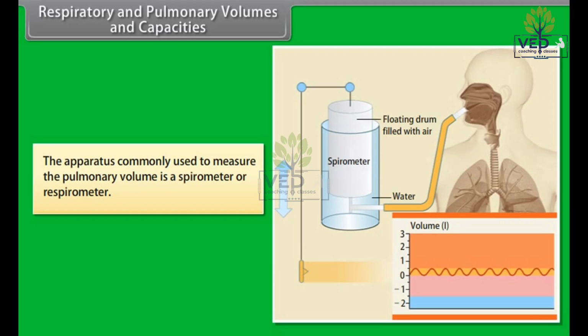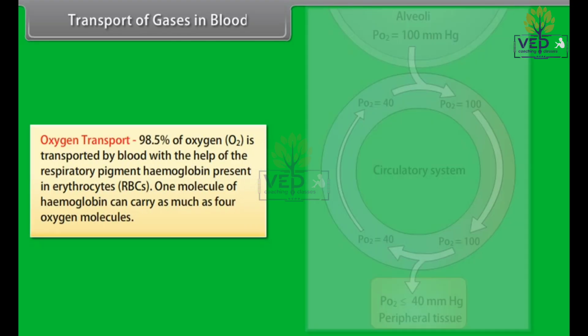or respirometer. Transport of gases in blood. Oxygen transport.